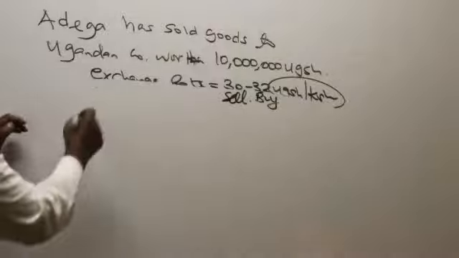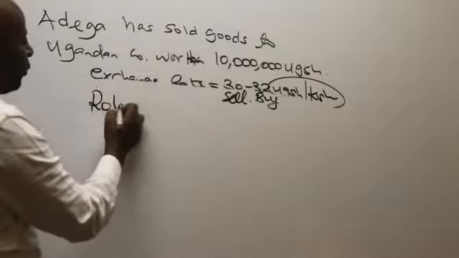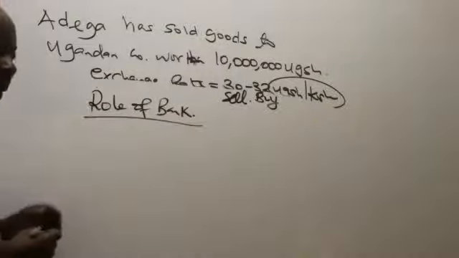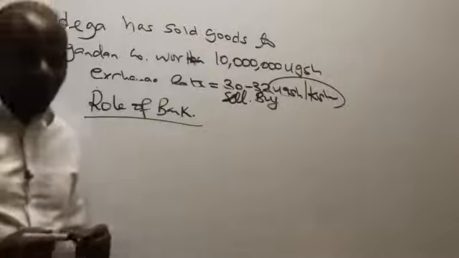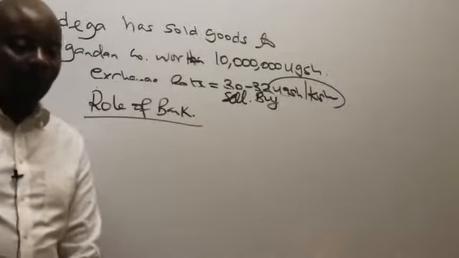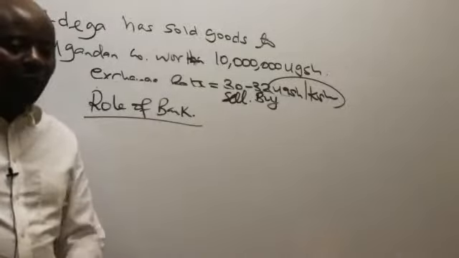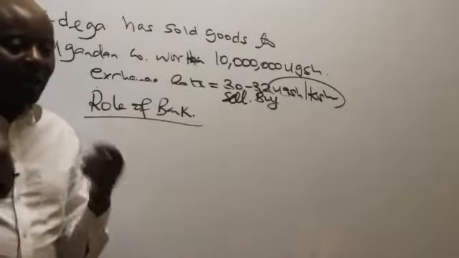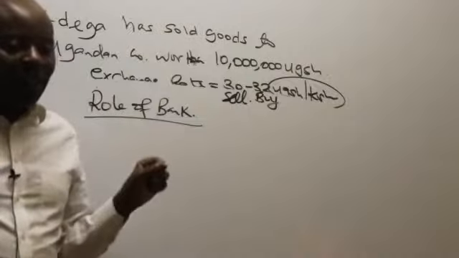So then come and give me the role of the bank. Give me the role of the bank. Role of the bank. Again, don't overthink. You know, the bank could either buy or sell. So don't overthink.